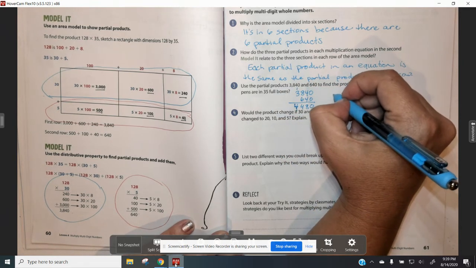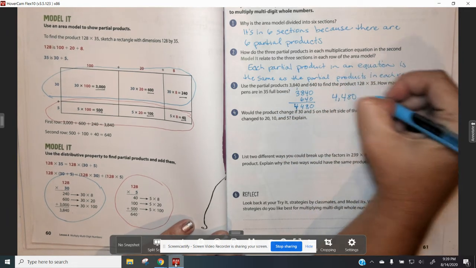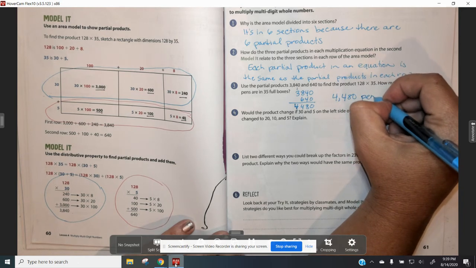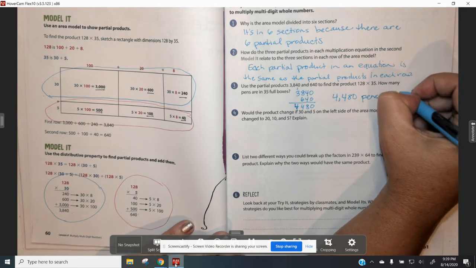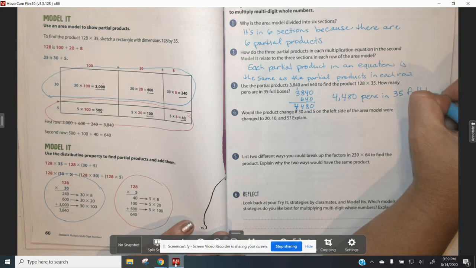So there are 4,480 pens in 35 full boxes.